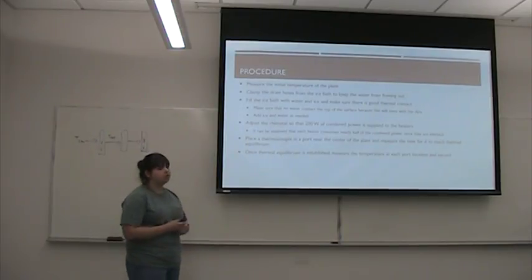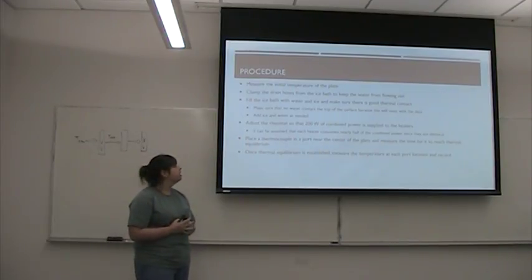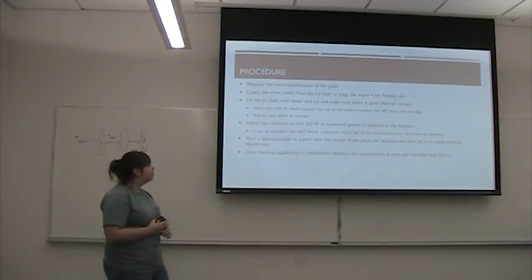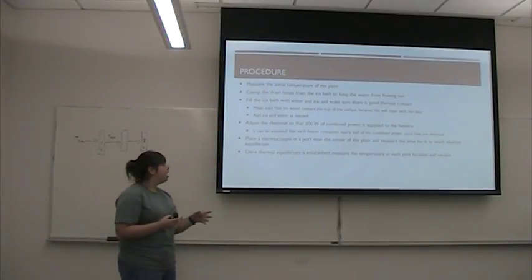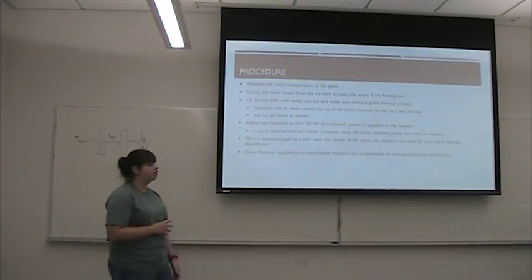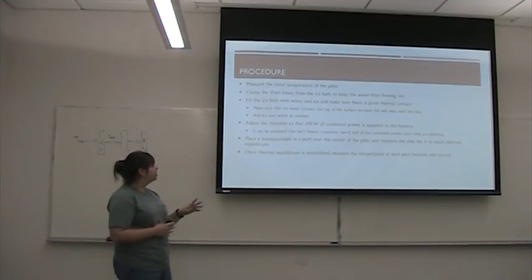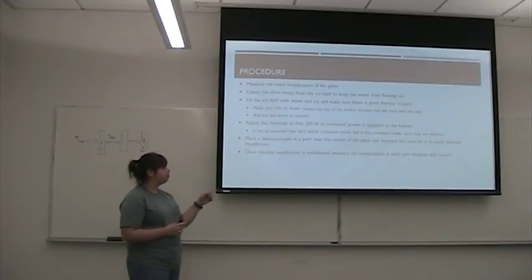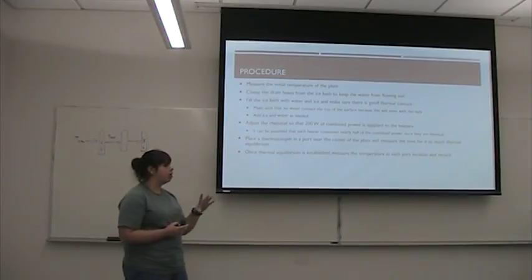So the procedure that we're going to be doing is we're first going to measure the initial temperature of the plate, and then we're going to clamp the hose for the ice bath and fill that up with ice and water. We want to make sure that there's no water on the top of the aluminum plate because that'll mess with our temperatures. We want to adjust the rheostat so that there's a 200 watt combined power. We do have 2 heaters, so we want 100 on one and 100 on the other.